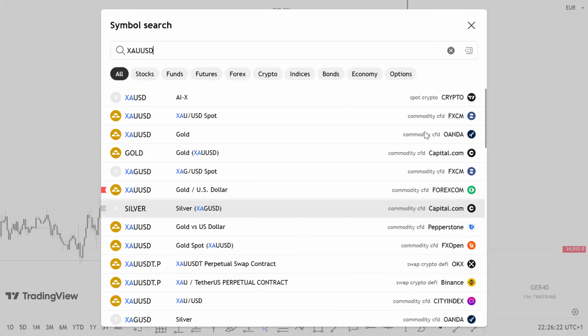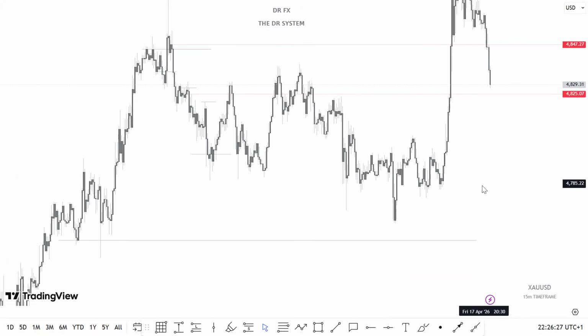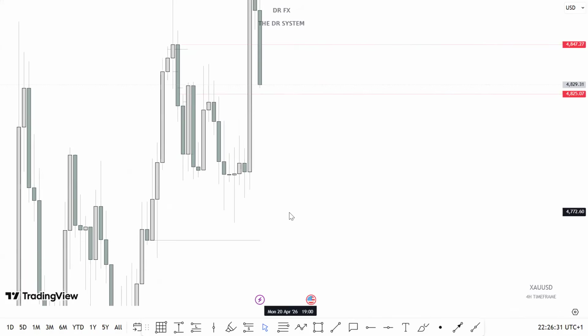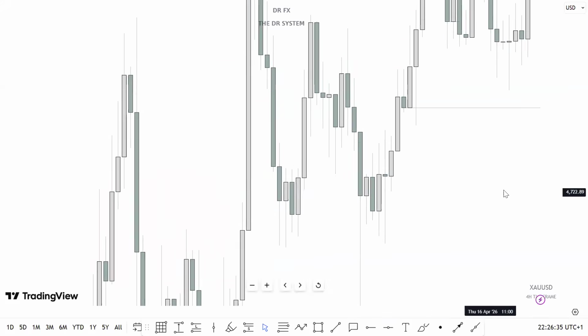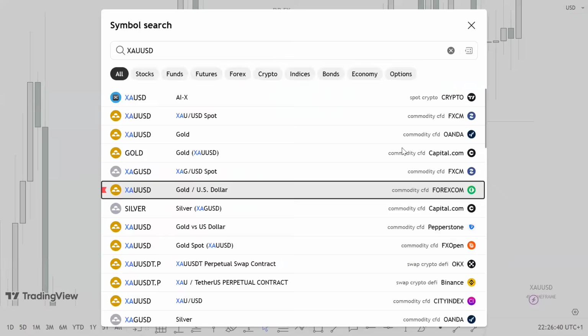So I think we should do one more example again, and then we are done. I don't know, but I think this is consistent on gold. It's very consistent on gold. Let me check Oanda.